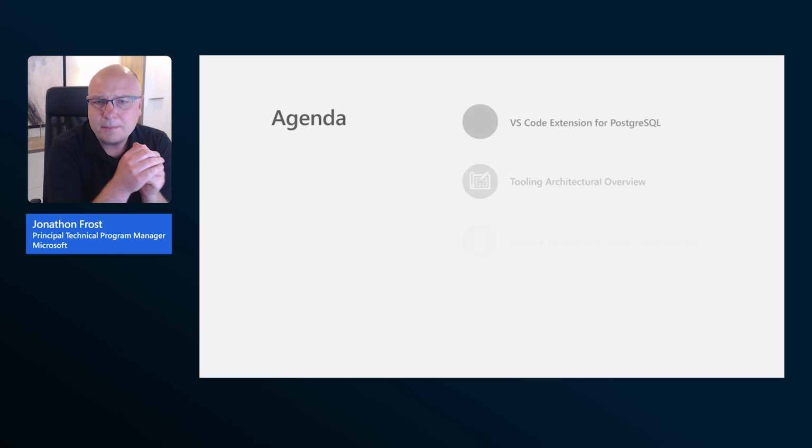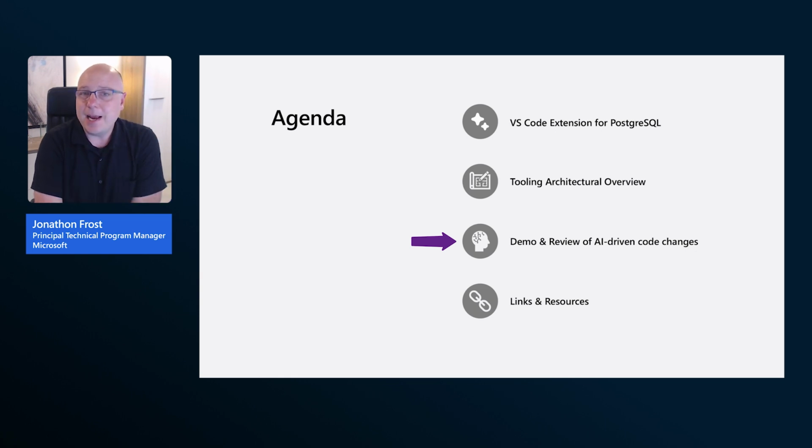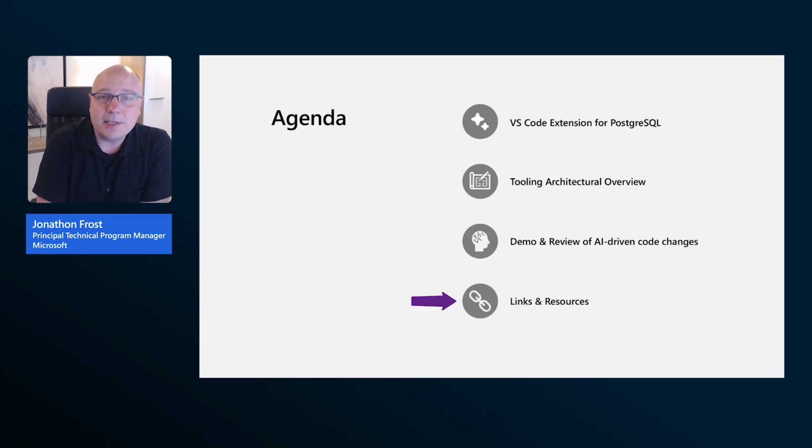For our agenda today, I'll start with a quick overview of the VS Code extension for Postgres. Then we'll walk through the architecture of the application conversion tooling. After that, I'll show a demo of the AI-driven code conversion across a Java codebase. And then finally, we'll wrap up by providing some links on where you can try this yourself.